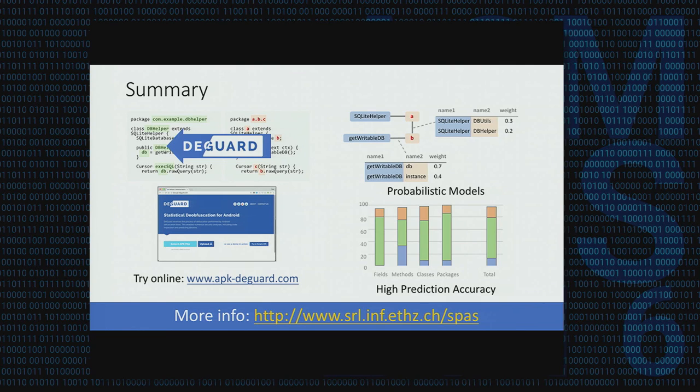And when we inspected the mispredictions, very often there were names that were quite close, like database versus DB, for example. And we observed many of these cases. And in terms of what DGuard would do, it would do whatever it learns from the open source data.